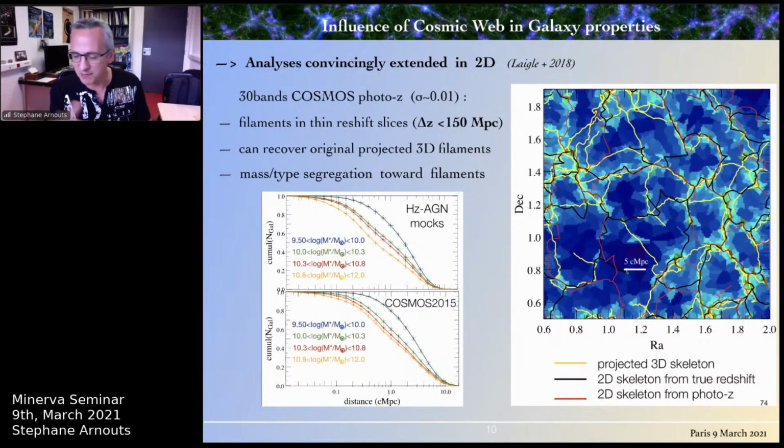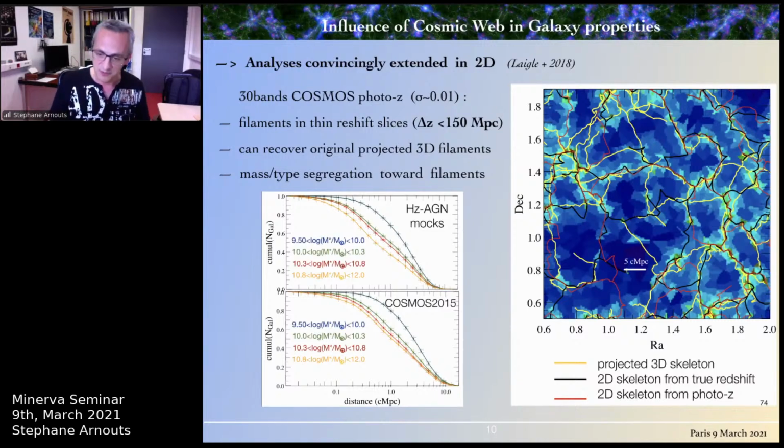And then by making slices of delta z of a few hundred megaparsecs, she can show that she can recover the filamentary structure in 3D, in 2D, and in photometric redshift space, which is a very good indication that this type of work can be investigated properly. And she also recovers some segregation effects that she was able to detect in 3D. And she does the same thing with the simulation and finds exactly the same behavior.